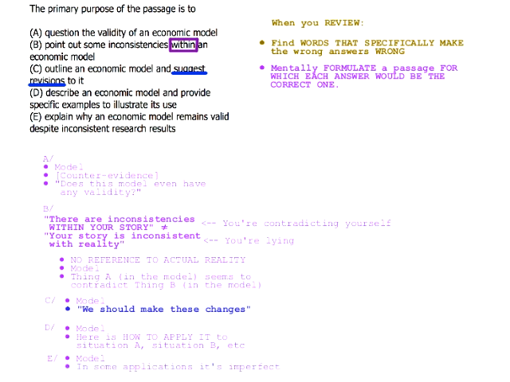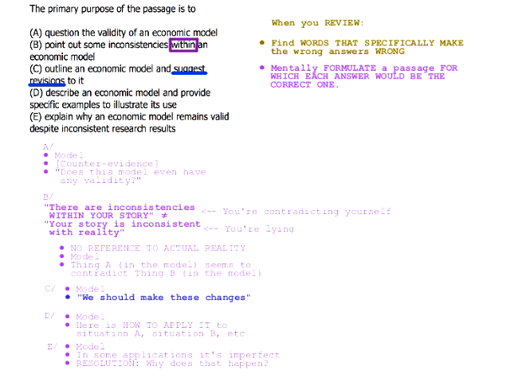But then how to, why it remains valid. So resolution, why not? Why does that happen? And then there should be some sort of explanation of a reason that is not a fatal flaw in the model itself. Like there should be an explanation. It should be something other than a flaw in the model.